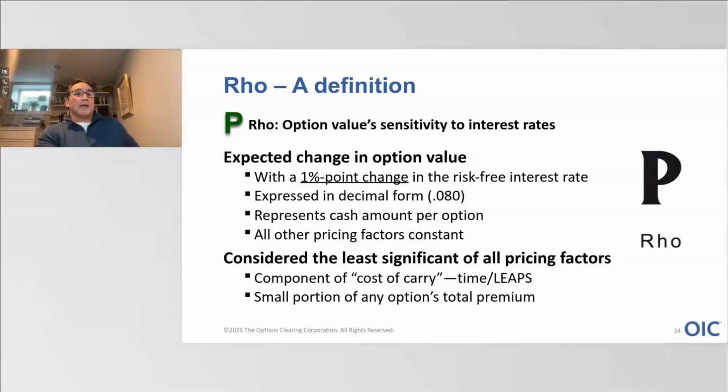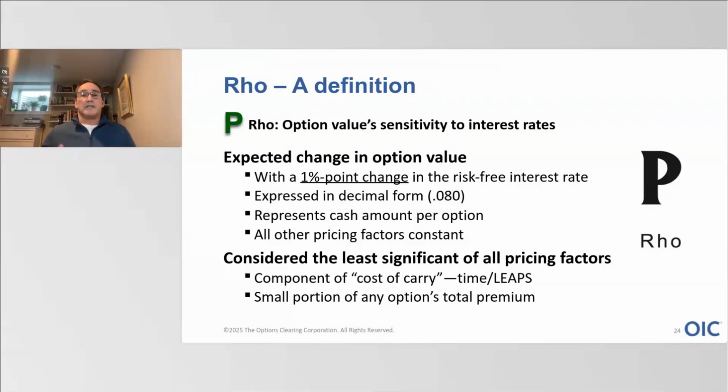So Rho is your option's sensitivity to changes in interest rates. In other words, how much my option is expected to change with each 1 percentage point change in the risk-free rate. It's always expressed in decimal form, represents a cash amount per option, all other pricing factors remaining constant. It's really considered the least significant of all the pricing factors. It's really a component of the cost to carry.